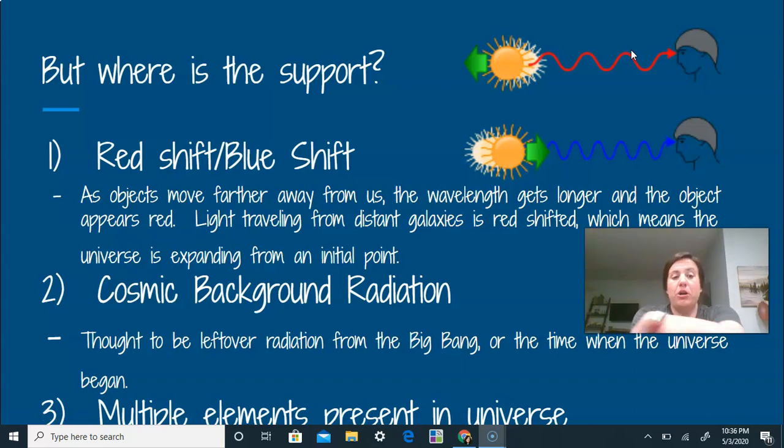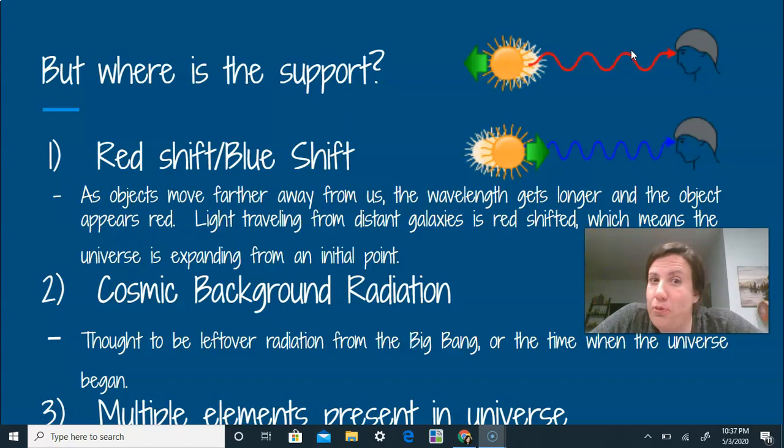Then you have what we call cosmic background radiation, which kind of sounds funky. But this is thought to be the leftover radiation from that Big Bang, or when the universe first started to form. And then there are the elements present in the universe. We have an abundance of hydrogen and helium, which are two lighter elements. The amount that we have of hydrogen and helium, and then the other elements present in the universe, all support the Big Bang Theory.